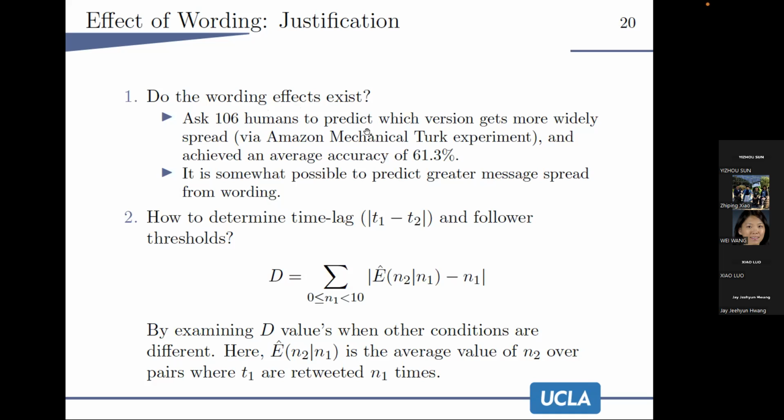106 humans to predict. They gave their tweet pairs to those humans on Amazon Mechanical Turk, a platform which uses crowdsourcing. They asked the humans to predict which version would get more widely spread. The average accuracy of human behavior is not as high as, I mean, as low as, well, it's better than a random guess, about 61%. So the conclusion of this step is that it is somewhat possible to predict greater message spread simply from wording.